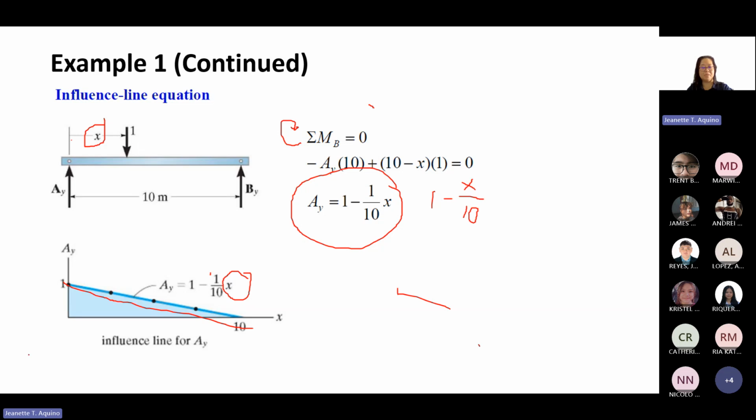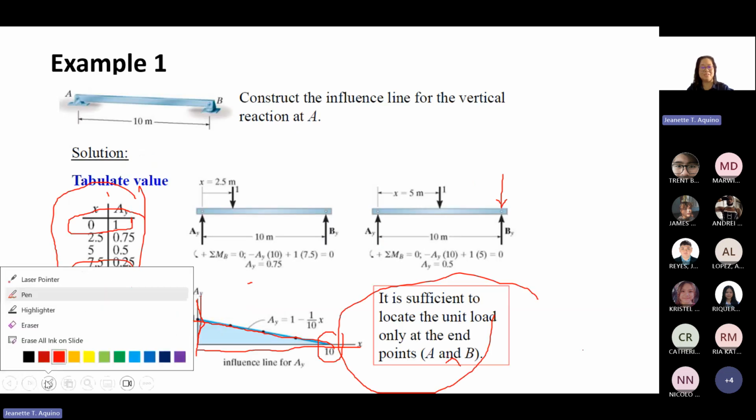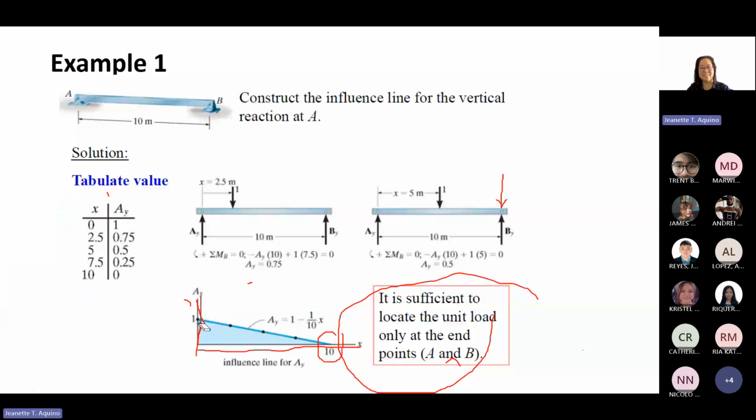So let's go back to the previous example, the one that we checked, to check if our equation is correct. We put in 0. If x is 0, then AY will be 1, correct? If x is 2.5, 1 minus 2.5 over 10 will be 0.75. And if x is 5, then 1 minus 0.5, and so on. So that is our first example.